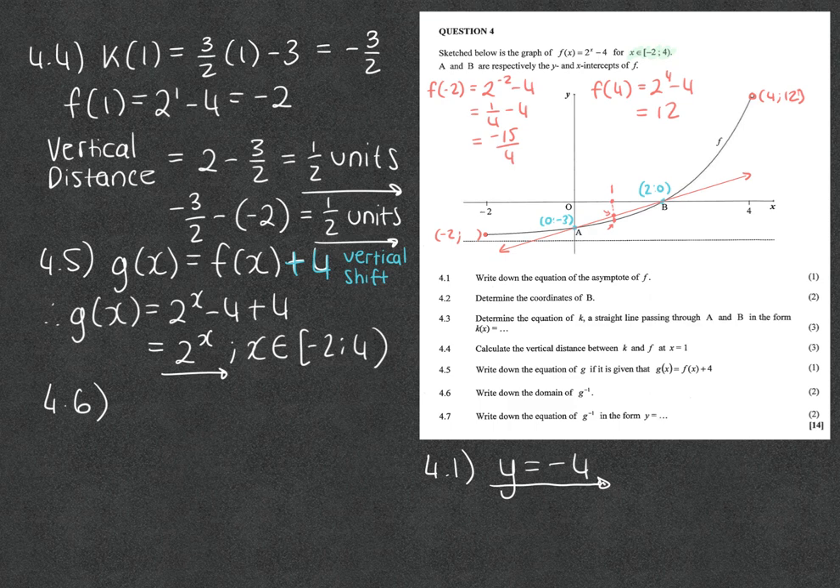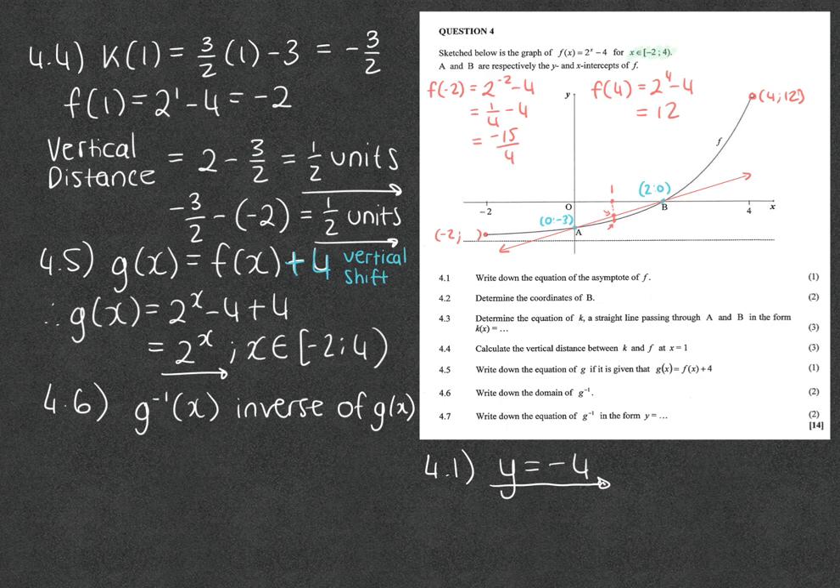Okay, so now the question here for 4.6: write down the domain of g to the minus 1 of x. So g to the minus 1 of x is the inverse of g of x. Okay, so what's important about inverses, guys? X's and Y's switch, but also your domain becomes your range and your range becomes your domain.